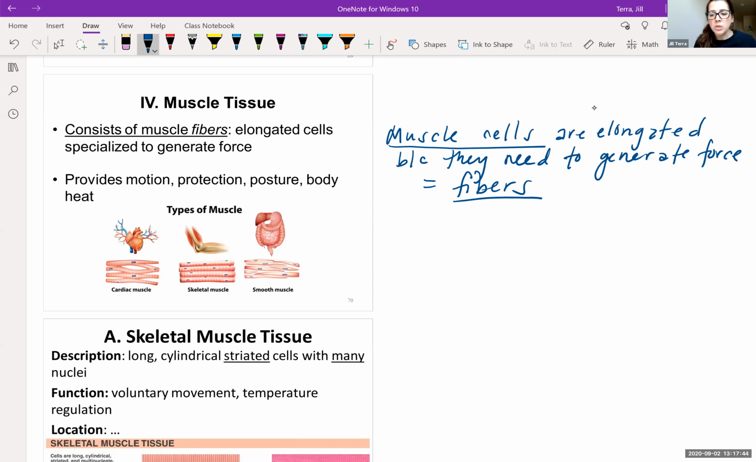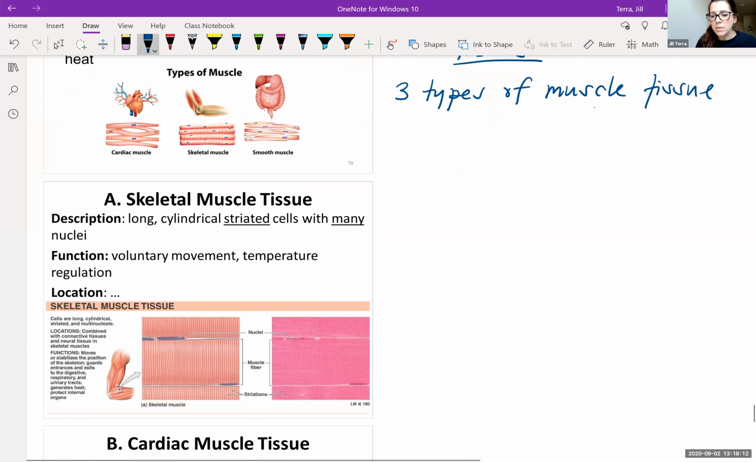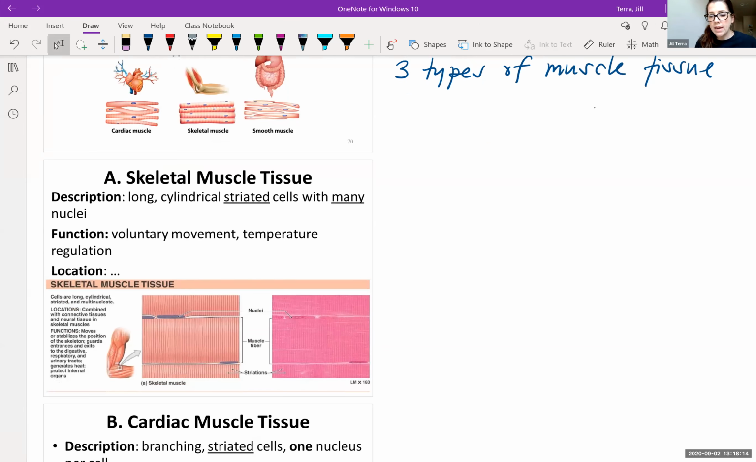As we know, our muscle tissue provides a lot of functions, mainly motion, but it also provides heat, protection, and helps us to maintain our posture. We're going to see that there are actually three different types of muscle tissue. There's skeletal muscle tissue, smooth muscle tissue, and cardiac muscle tissue. Let's talk about the one that we think about when we say muscle tissue, skeletal muscle tissue, right? So skeletal muscle tissue is the tissue that makes up the muscle that is attached to your skeletal system, right?